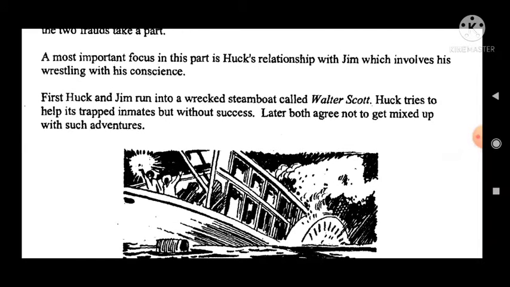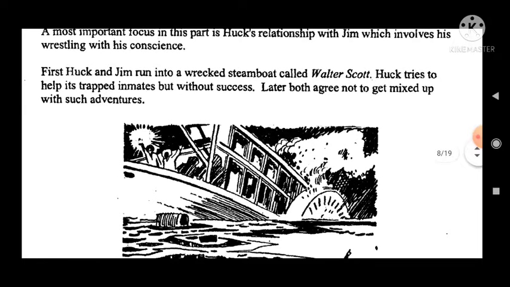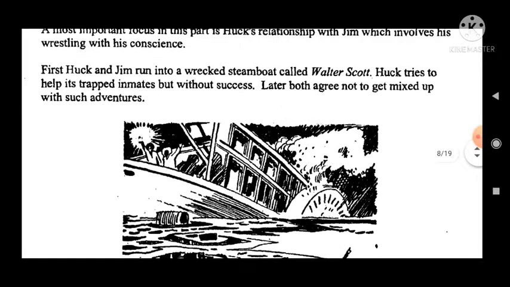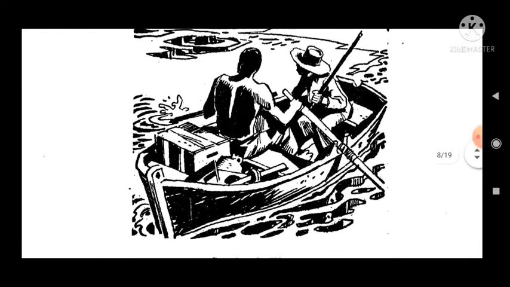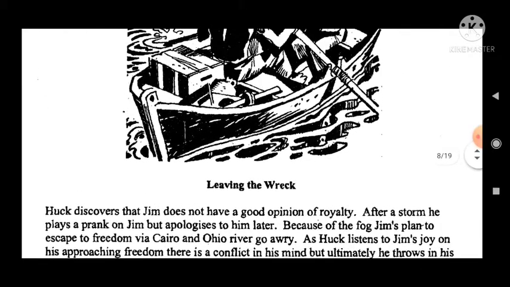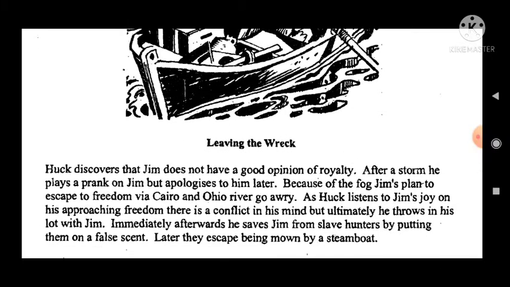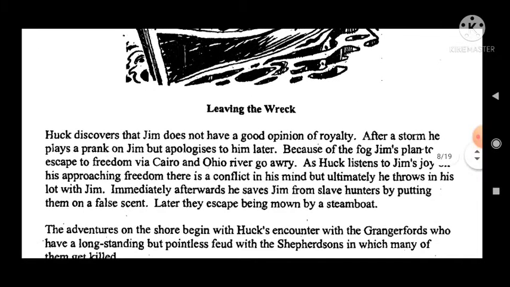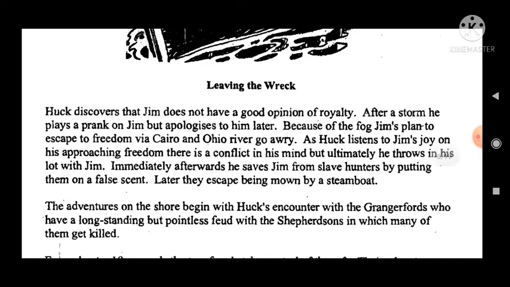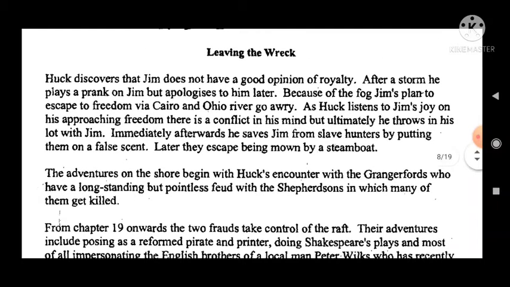First, Huck and Jim run into a wrecked steamboat called Walter's Rock. Huck tries to help its trapped inmates, but without success. Later, both agree not to get mixed up with such adventures. So here you can see a picture of leaving the wreck. Huck discovers that Jim does not have a good opinion of royalty. After a storm, he plays a prank on Jim, but apologizes to him later.